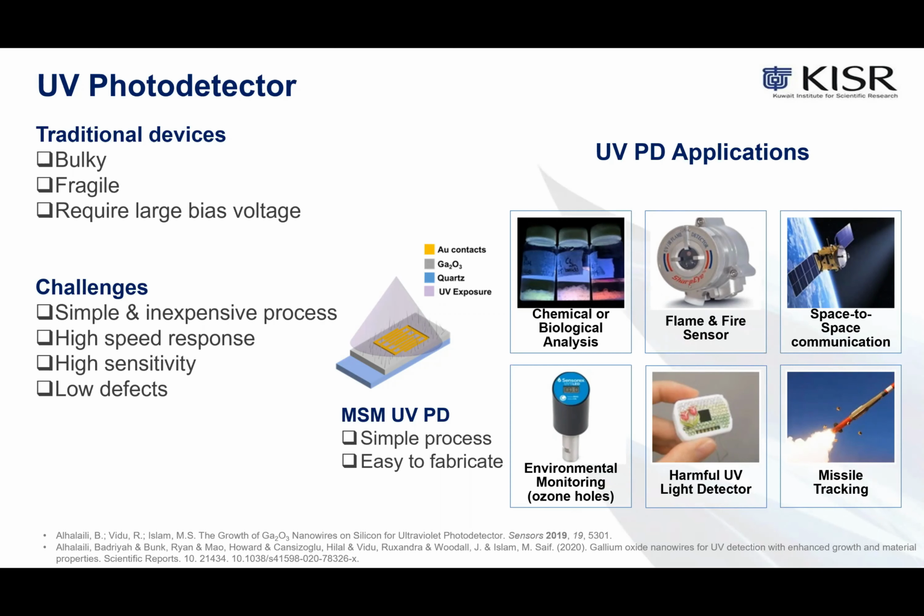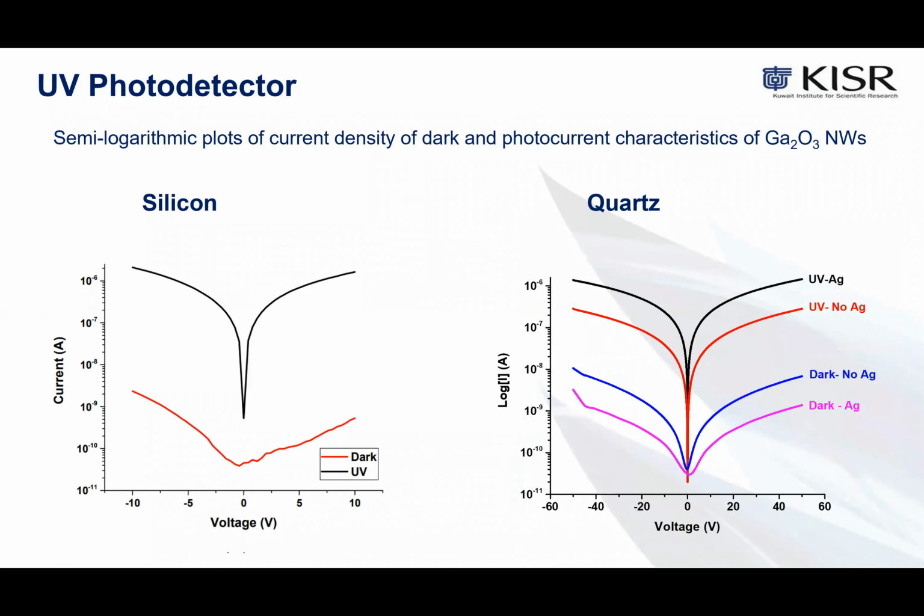Metal semiconductor metal, which we call MSM, is one of the simplest processes and easy to fabricate. So after we grow the material and deposit metal contacts, we were successful in improving the UV detection by using gallium oxide based material, which is one of the wide band gap semiconductors. This material was synthesized using two different substrates, silicon and quartz.